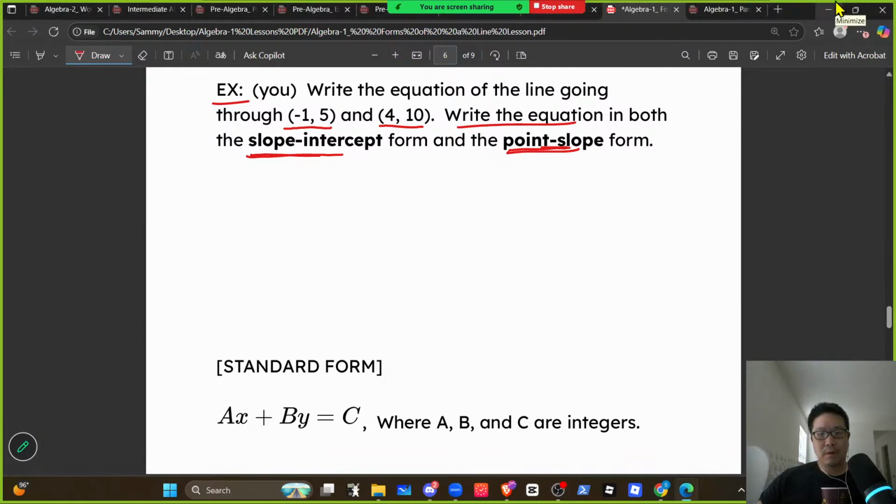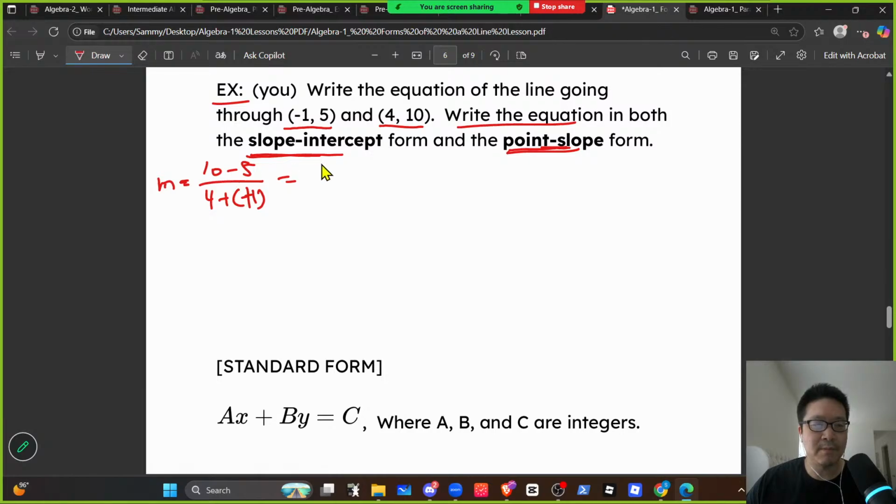Okay, so the first thing I would do is solve for the slope. We're given 2 points, so it's the change in y over the change in x. I would do 10 minus 5 over 4 minus a negative 1. I have two negatives, so I'm going to convert them to positive. 10 minus 5 is 5. 4 plus 1 is 5. 5 over 5 is 1. So our slope is going to be 1.